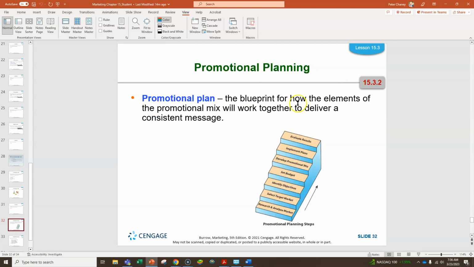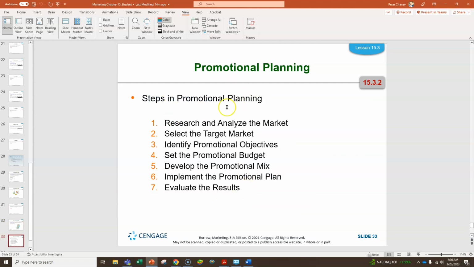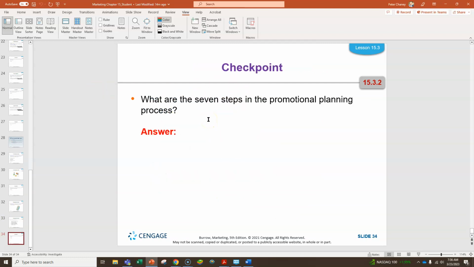Okay, promotional planning, definition, the blueprint for how the elements of the promotional mix will work together to deliver a consistent message. So from the bottom to the top of the stairs, you have research and analyze market, select target market, identify objectives, set your budget, develop the promotional mix, implement those plans, and then you evaluate the results later to see if they worked. Okay, so that's just the same thing that we just went through right there. And you have a question related to the 7 steps in the promotional planning process, and that is chapter 15.